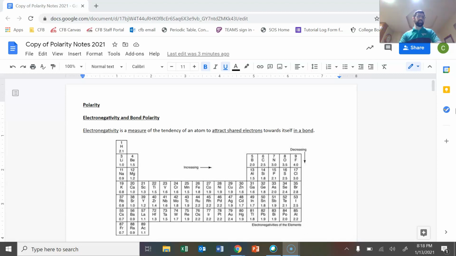What we want to do is define it. Polarity is basically, we're looking at the molecule and we're deciding whether it's got a positive side and a negative side, or whether the electric charge or the electrons are evenly distributed around the atom. In that case, it would be nonpolar.